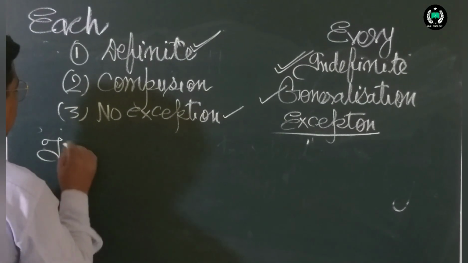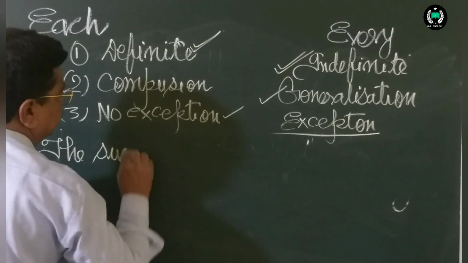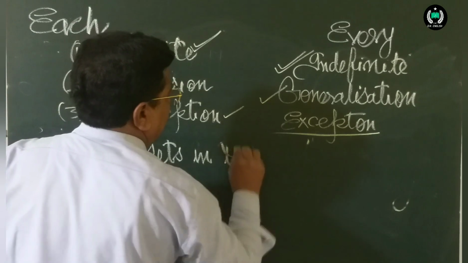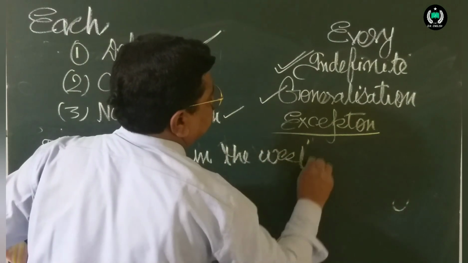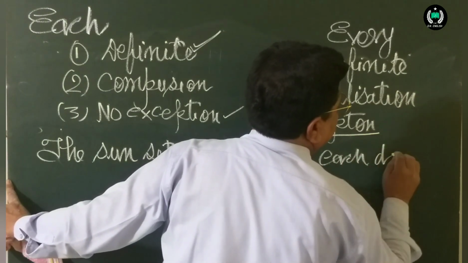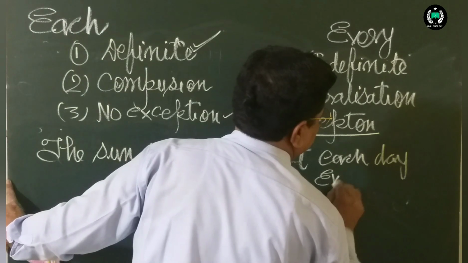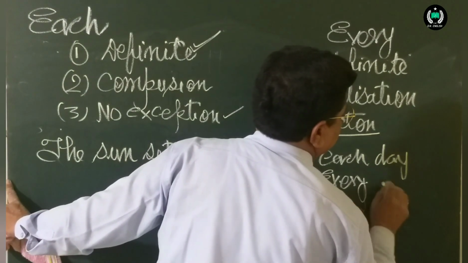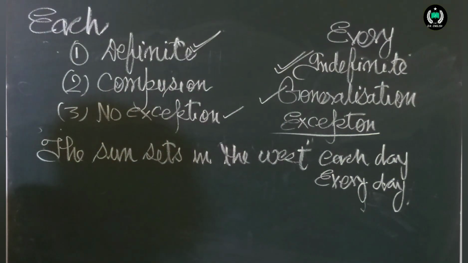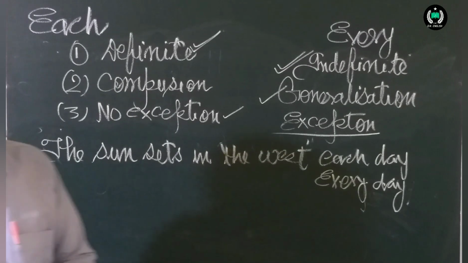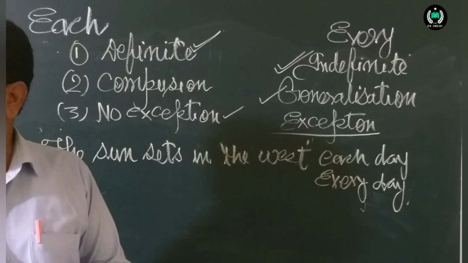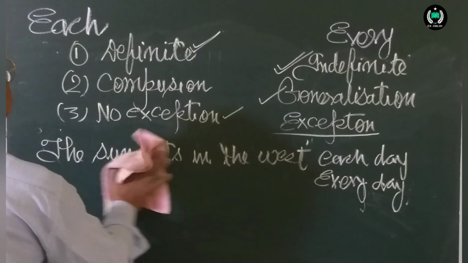Now this sentence I hope certainly you will be able to answer. The sun sets in the west each day or every day. What is correct? Each day. No exception. Clear? Sunday, Monday, every day. Each day, without exception.